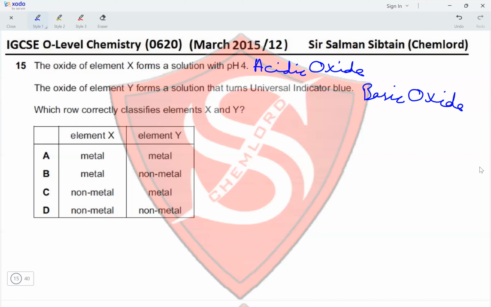Which row correctly classifies elements X and Y? So X being an acidic oxide must be a non-metallic oxide. So this eliminates options A and B. And Y being basic in nature must be a metallic oxide, eliminating option D and making option C the correct option for this question.